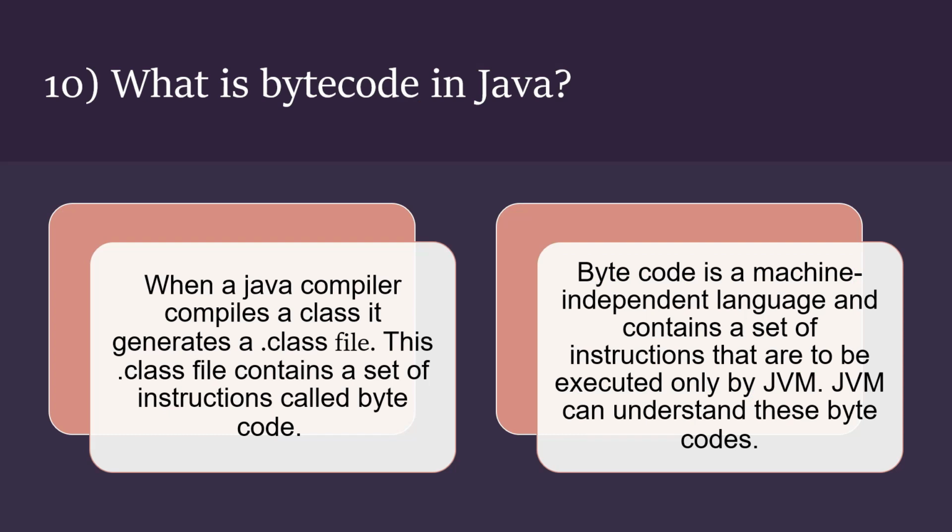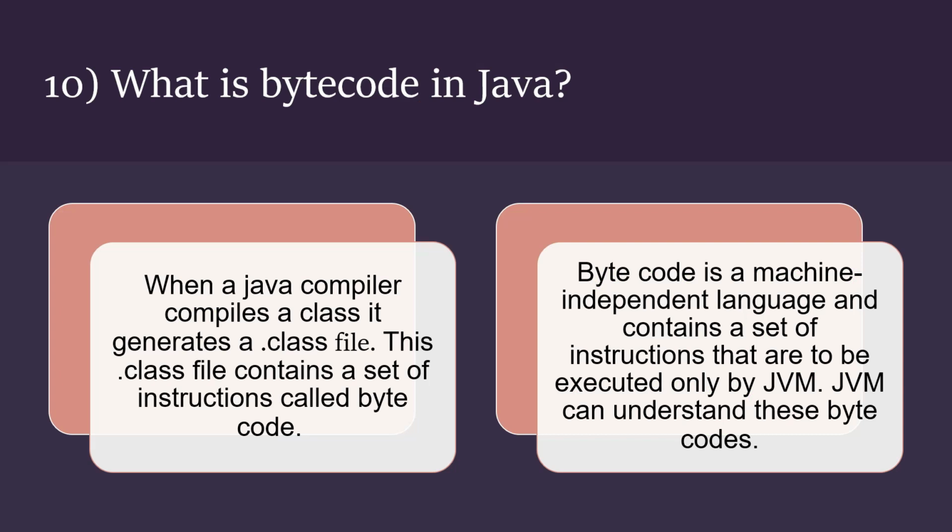Question 10. What is bytecode in Java? When a Java compiler compiles a class, it generates a class file. This class file contains a set of instructions called bytecode. Bytecode is a machine-independent language and contains a set of instructions that are to be executed only by the JVM.